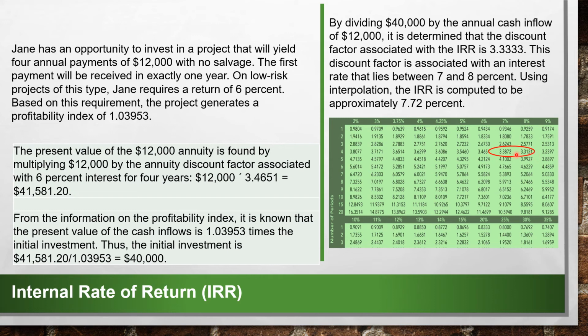So you interpolate. Using interpolation, the IRR will be approximately 7.72%. Just do the exercise on the interpolation. From 3.33, the x here is this one and the y here is this one. So you can try that using interpolation and you get 7.72%.